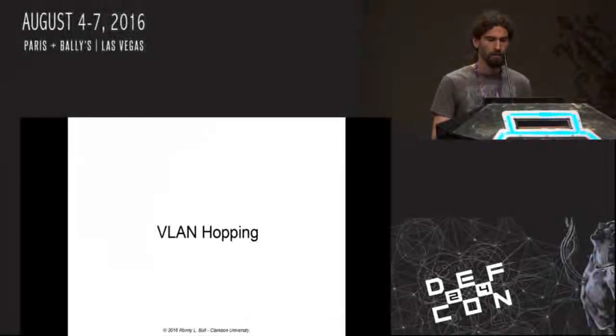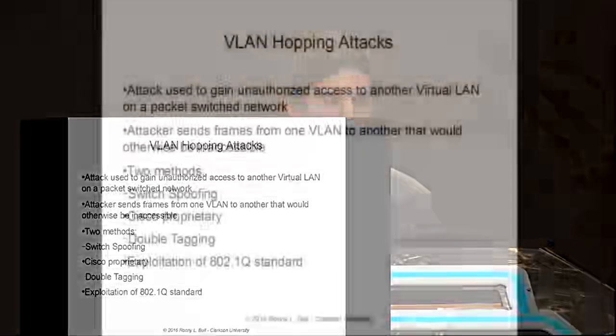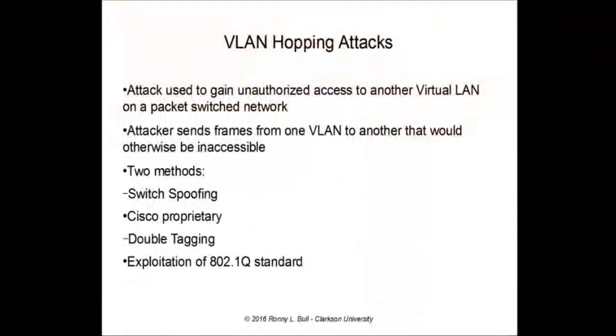Okay, so we've performed a few VLAN hopping experiments on the environments as well to see what we could do about getting frames onto unauthorized networks. We found some interesting results. So some basics about VLAN hopping attacks: allowing unauthorized access to another virtual LAN on a packet switched network. Two methods of doing this currently, switch spoofing and double tagging, where switch spoofing is Cisco proprietary using Cisco protocols, and double tagging is an exploitation of the 802.1Q protocol.